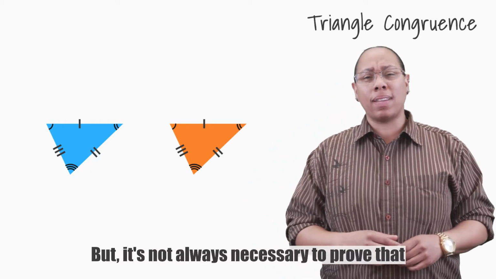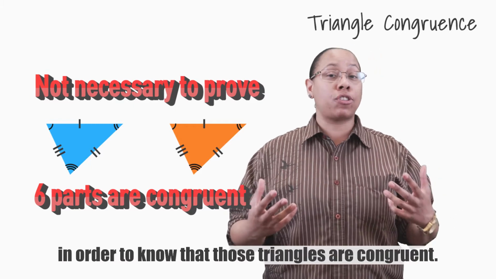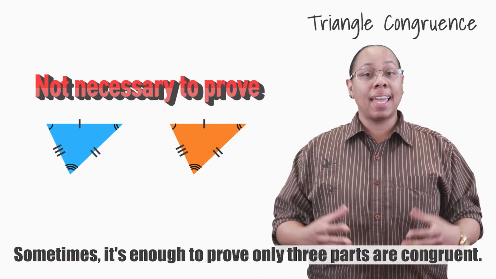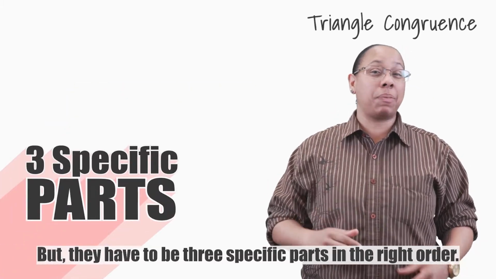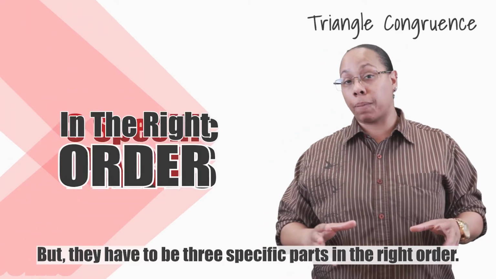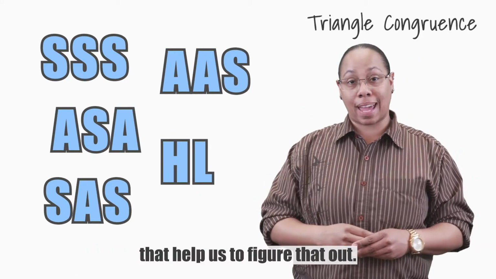But it's not always necessary to prove that all 6 of those parts are congruent in order to know that those triangles are congruent. Sometimes it's enough to prove only 3 parts are congruent, but they have to be 3 specific parts in the right order. So there's 5 different theorems or postulates that help us to figure that out.